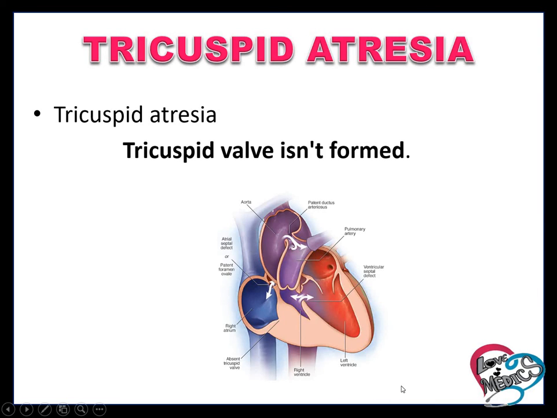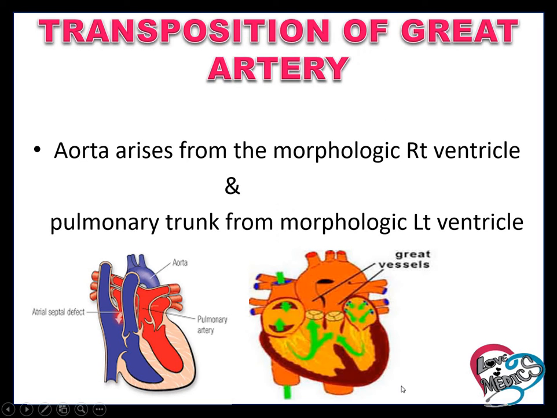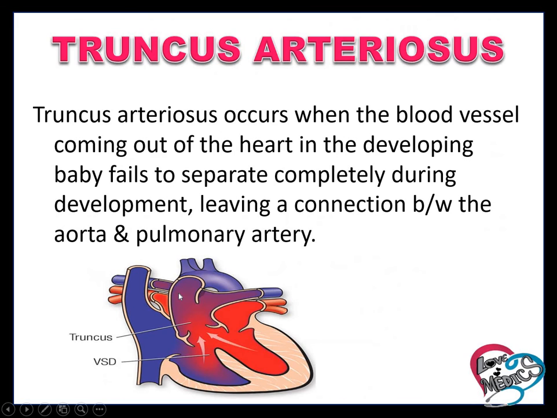Tricuspid atresia. The valve is not formed properly. That is tricuspid atresia. Transposition of great artery. The name itself gives the meaning. Transposition of great arteries. Great arteries, they are aorta and pulmonary trunk. Normally the aorta arises from left ventricle, right? But here the aorta arises from right side and the pulmonary trunk arises from left side. That is transposition of great artery.